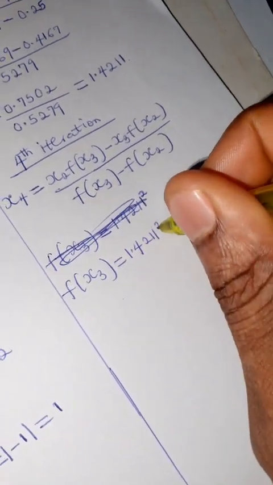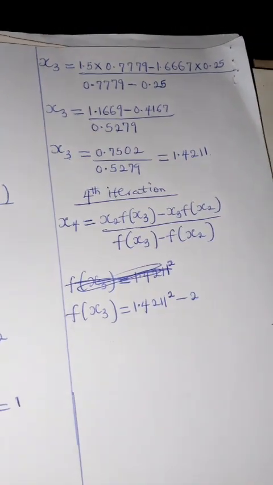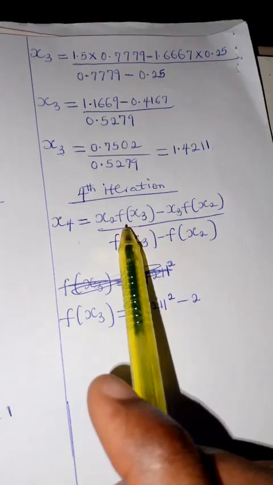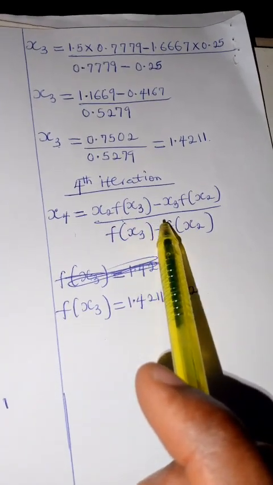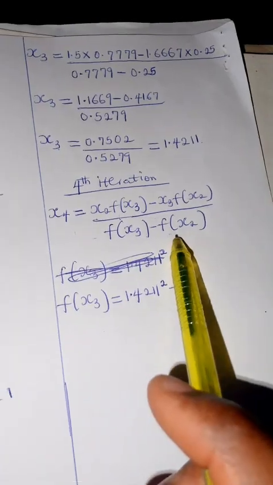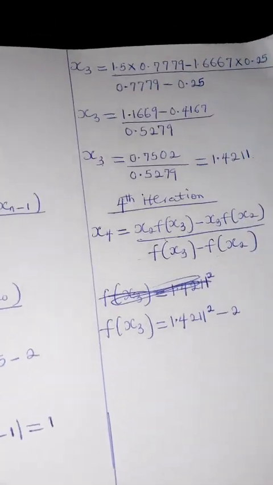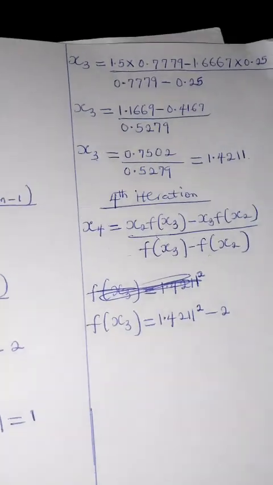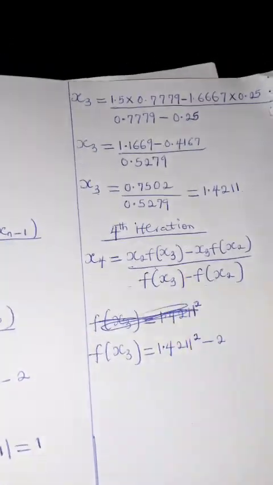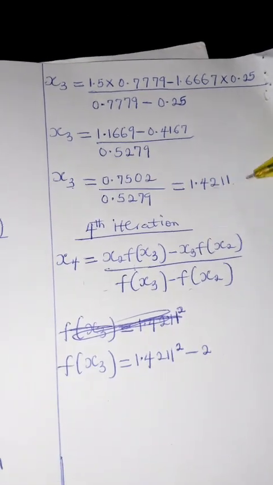1.4211 squared. We are going to do the fourth iteration. This is the formula of the fourth iteration: x2 f of x3 minus x3 f of x2 over f of x3 minus f of x2. Now if we go back to where we are coming from, if you are paying attention, you can see that in this fourth iteration we don't have f of x3, but where we are coming from we have x3, which is 1.4211.